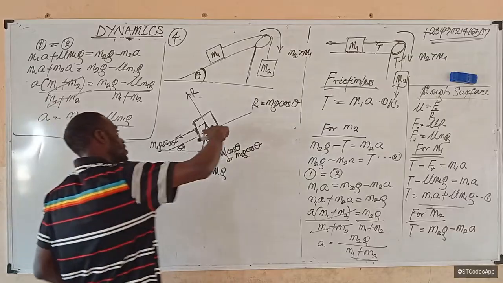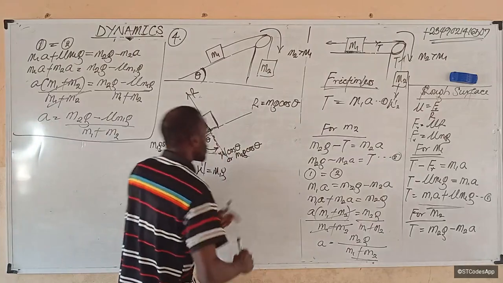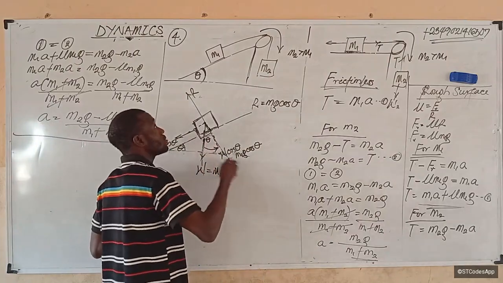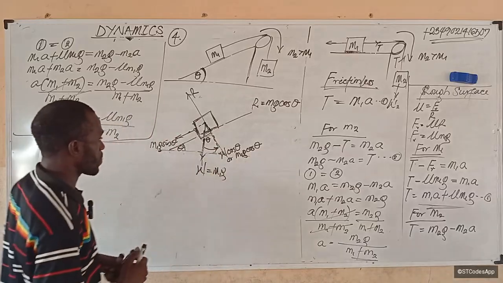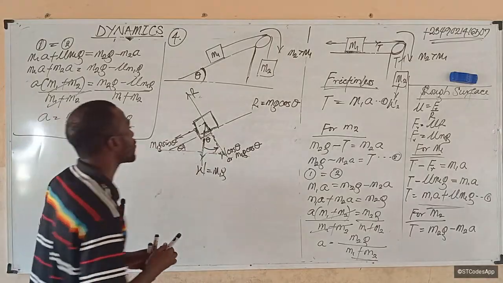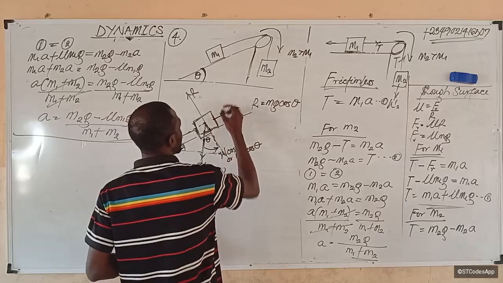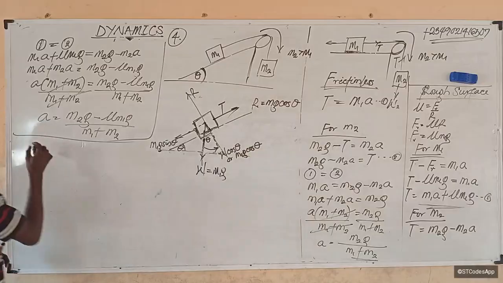So the force that causes the body to slide down the plane is m1g sine theta. The normal reaction of the body is m1g cos theta. So these are the forces that are acting on this body. Now, which force will be acting in this direction? It is the tension. Is it clear now? So we can now start for M1.